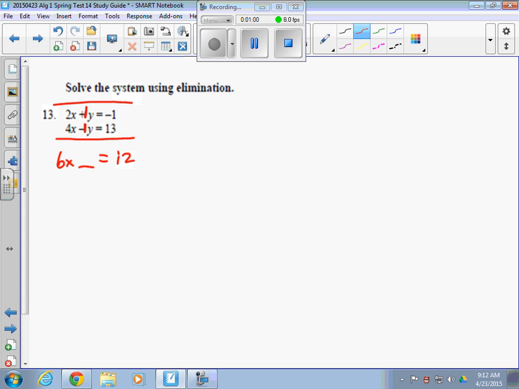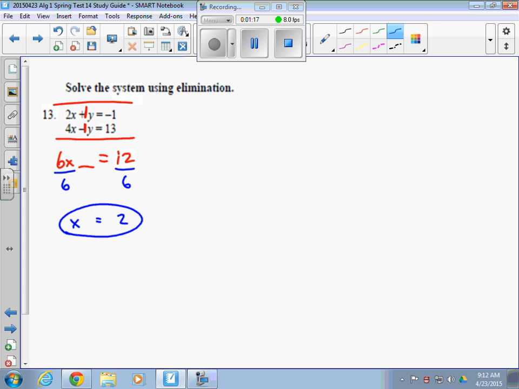So you're left with something that says 6x is equal to 12. So get x by itself by dividing by 6 to cancel out the multiplication. When you do it to the left, do it to the right, and x's value is equal to 2. So that's one of your values.